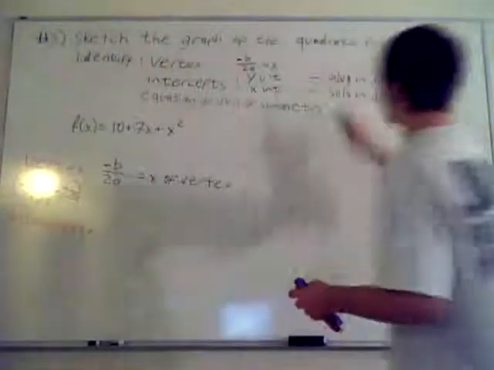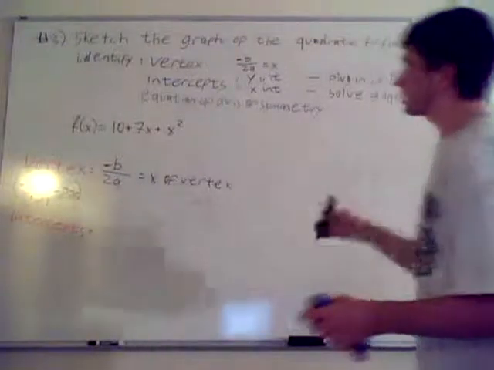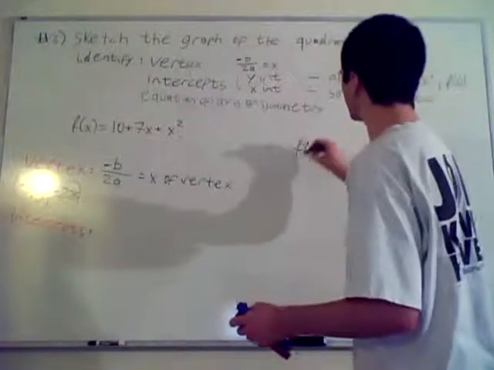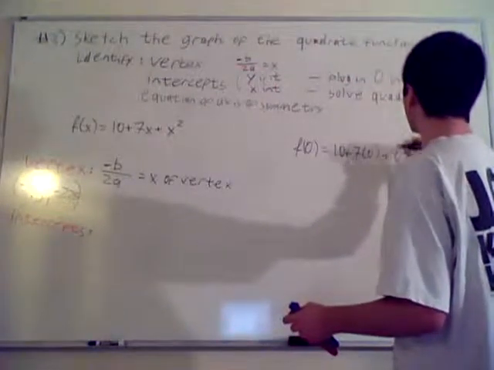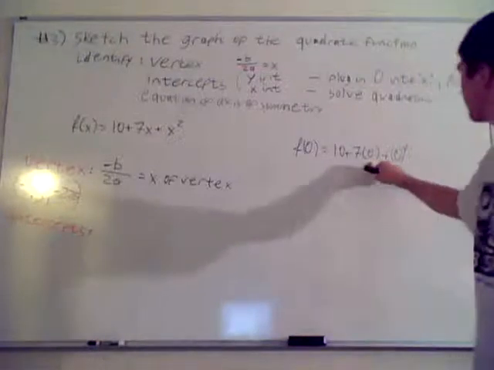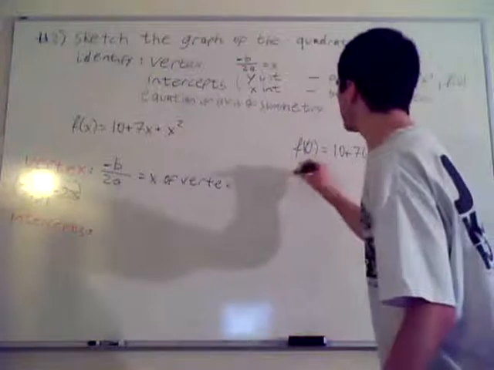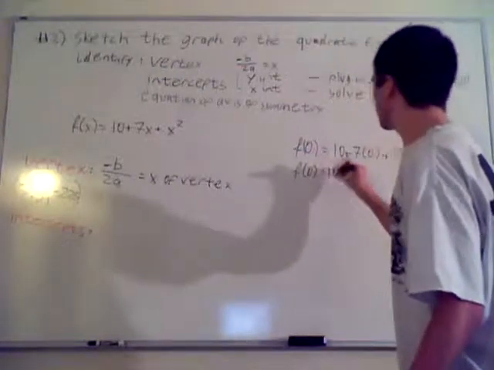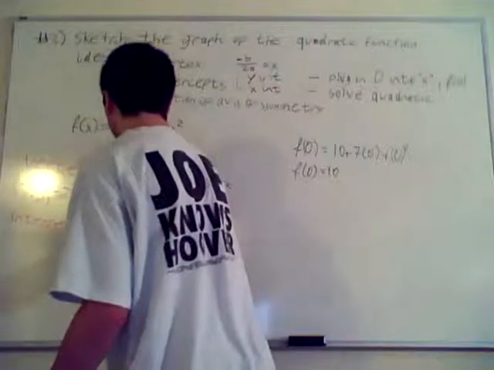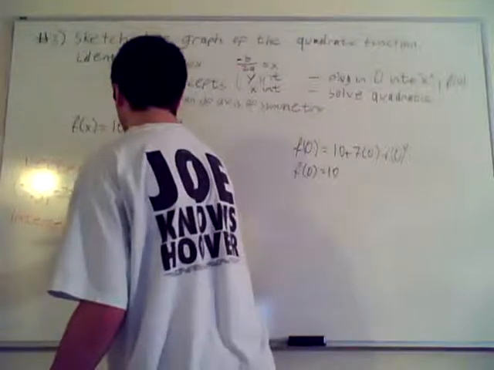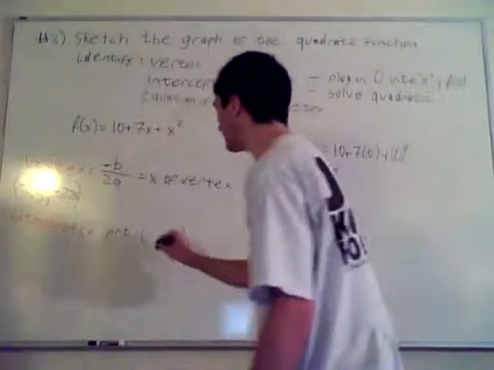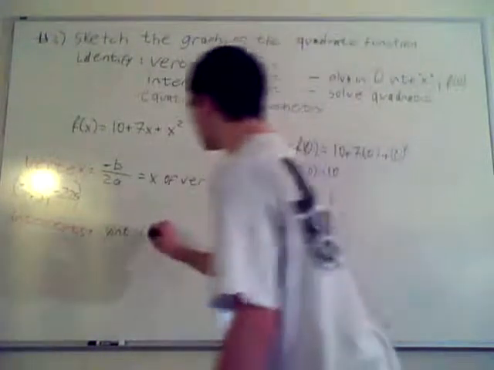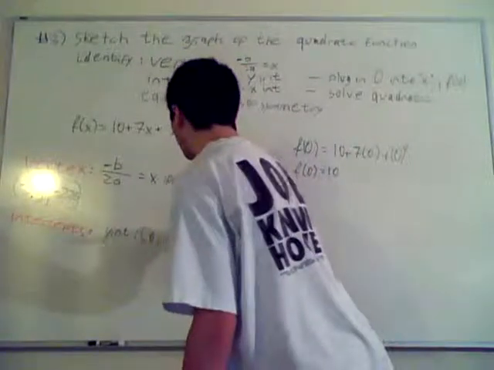Okay, I'm going to work over here again. Plug in 0 for x. Okay, so you have f of 0 equals 10 plus 7 times 0 plus 0 squared. 7 times 0 is 0. 0 squared is 0, so you get f of 0 equals 10. Okay? So I'm going to write here y-intercept colon. And if you remember, this is a point again. So x equals 0, and y equals 10.